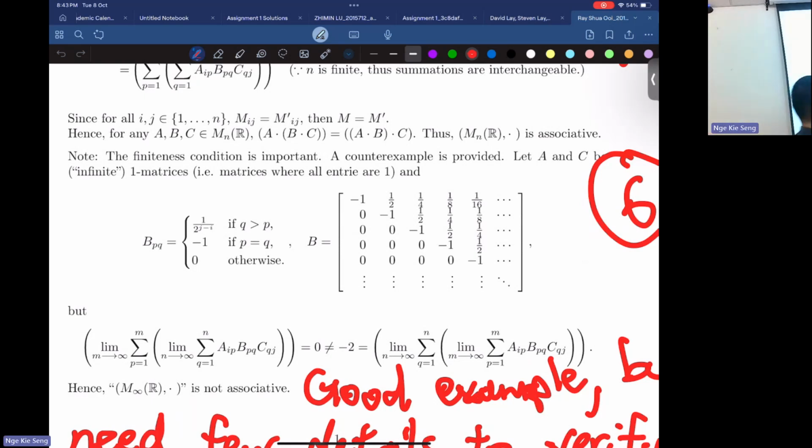So he showed that if you set A to be a matrix with all one, C with all one, and then you put this tricky B in the middle, you can see it is not associative. So exactly the main point that I want to ask in that question is the finite sum commuting.